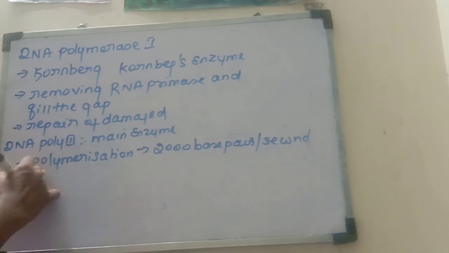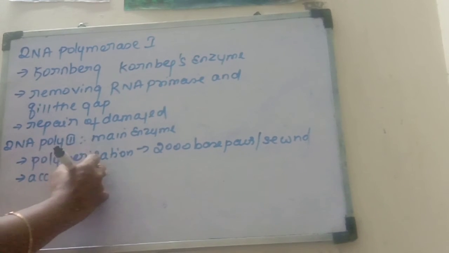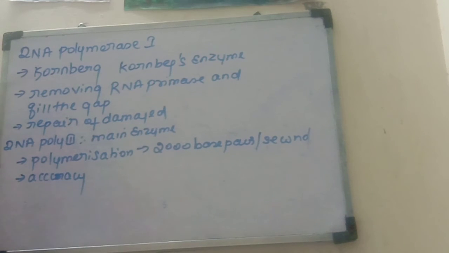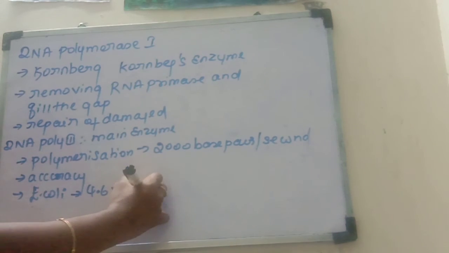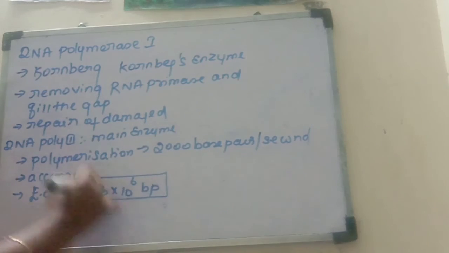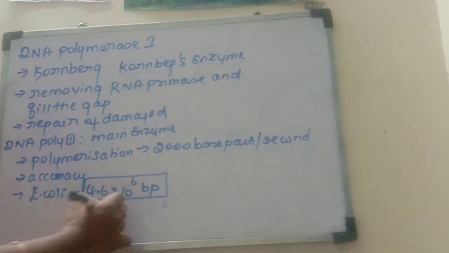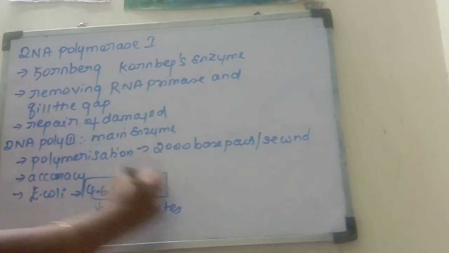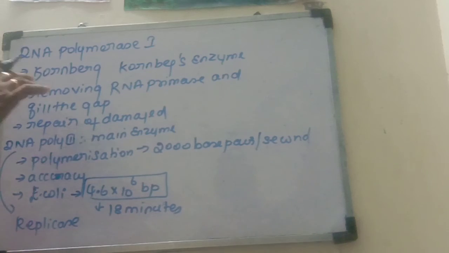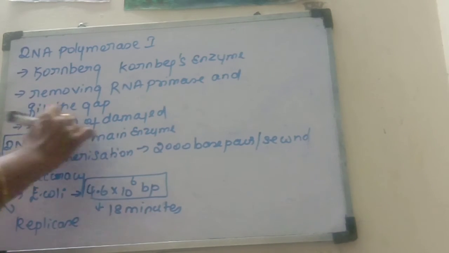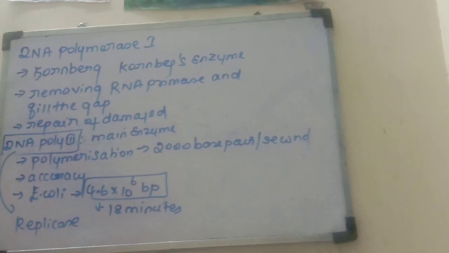It is fast, and at the same time it should have accuracy, because accuracy is very important. If any mistake happens in DNA replication, it would lead to mutation. For example, the total genome of E. coli is 4.6 into 10 to the power 6 base pairs, but this amount of genome is replicated within 18 minutes. DNA polymerase 3 enzyme is also known as replicase enzyme. So this is the main enzyme for DNA replication in prokaryotes.